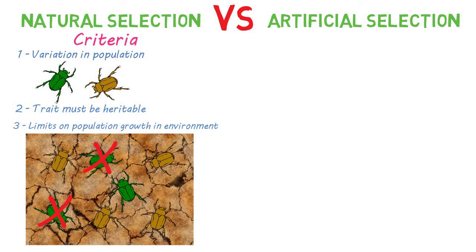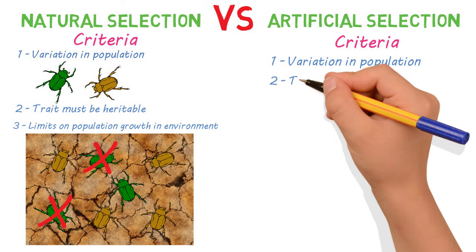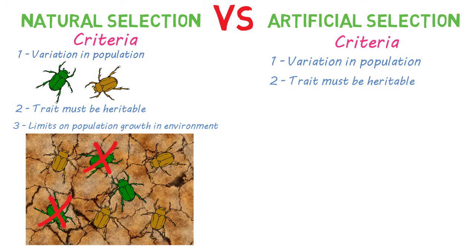Right, now let's compare this to artificial selection. So artificial selection requires only two of the three criteria. That is variation in the population and that the trait is heritable.